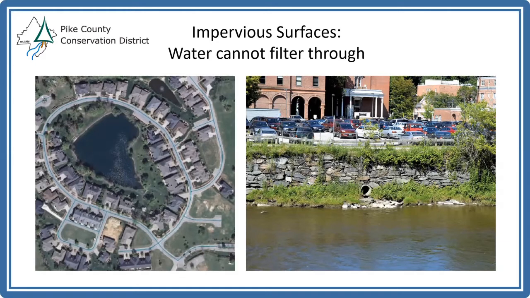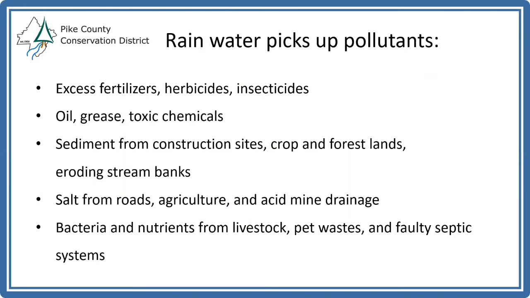So when stormwater is running off of impervious surfaces, there's a lot of things that it could pick up. So here we have a list of some of the things that it could pick up as it's running over these impervious surfaces. Excess fertilizers, herbicides, insecticides. If you use herbicides, insecticides, fertilizers on your garden, it's always very important to follow the instructions on how much you're supposed to be putting on and how you're supposed to be using it. Oil, grease, toxic chemicals, things coming off of cars, things coming out of garages, things dumped out of kitchens, anything like that.